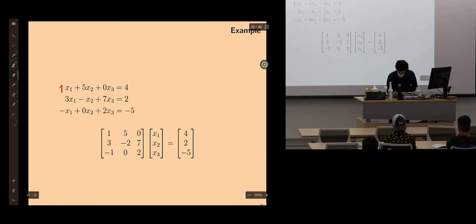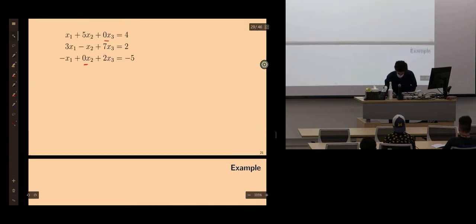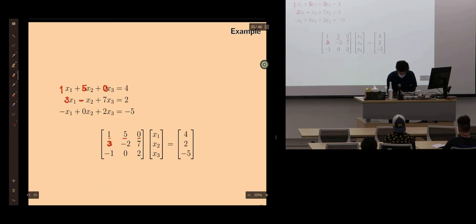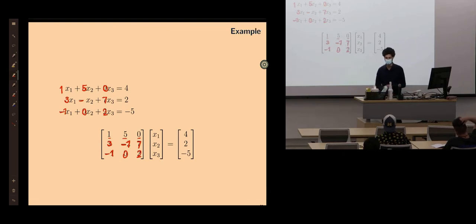First one, we get 1, right? 5, 1, 5, 0. We get 3. This is a mistake. Was it minus 1 or 2? So this should be minus 1, right? 7, 7, minus 1, 0, 0, 2, 2. It's not much thinking. You just transfer them into a matrix once they are organized.